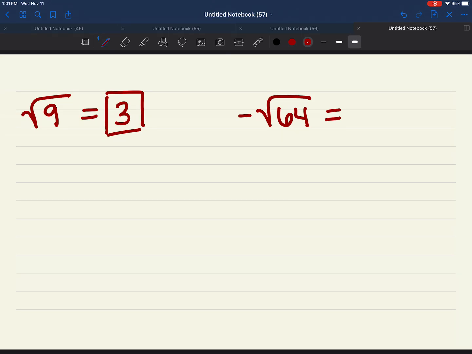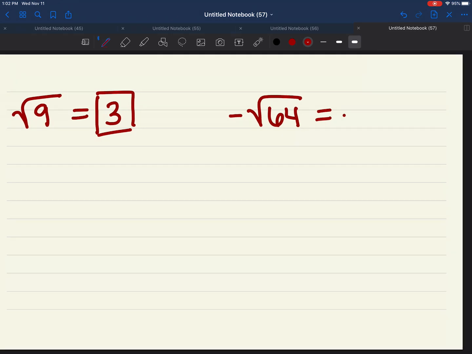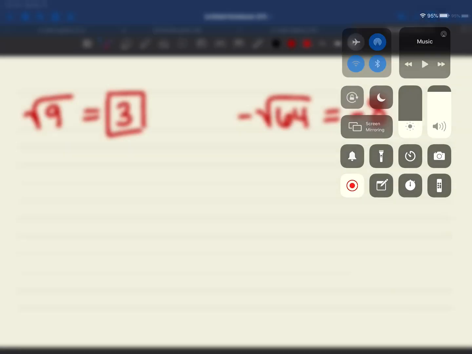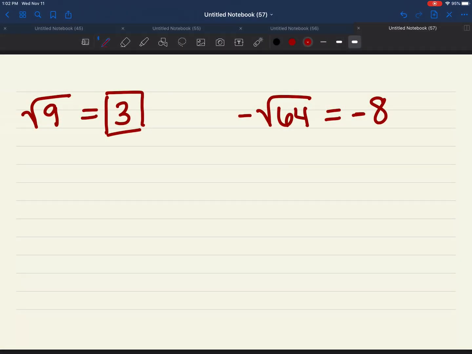Now, listen, okay? Stay with me. If there's a negative in front of this, what would I also want in my answer? Negative 8. Negative 8, okay? All right, so here's the deal. Whatever sign is in front of your square root, you carry that over to your answer.